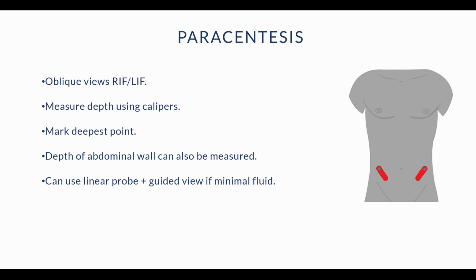Paracentesis is classically performed within the right or left iliac fossa. An ultrasound probe may be placed here in an oblique view after the patient has been positioned. As mentioned, the depth can be measured using calipers, with the deepest point being marked. Similarly, the distance between the probe and the abdominal cavity can be measured to estimate the distance the needle should be inserted prior to expecting to aspirate ascitic fluid.